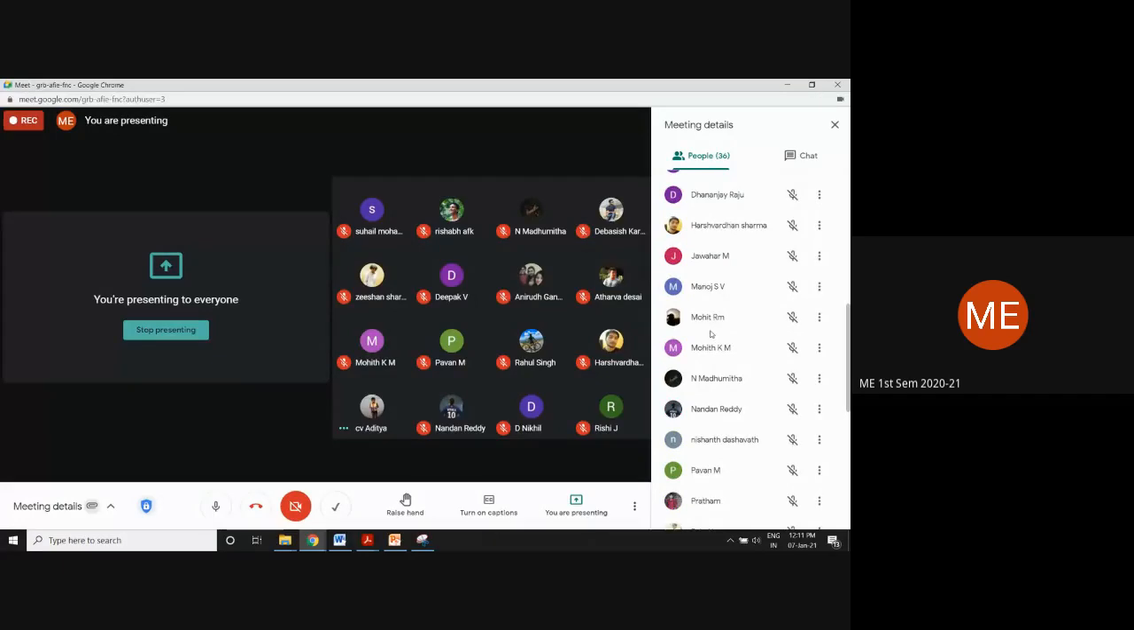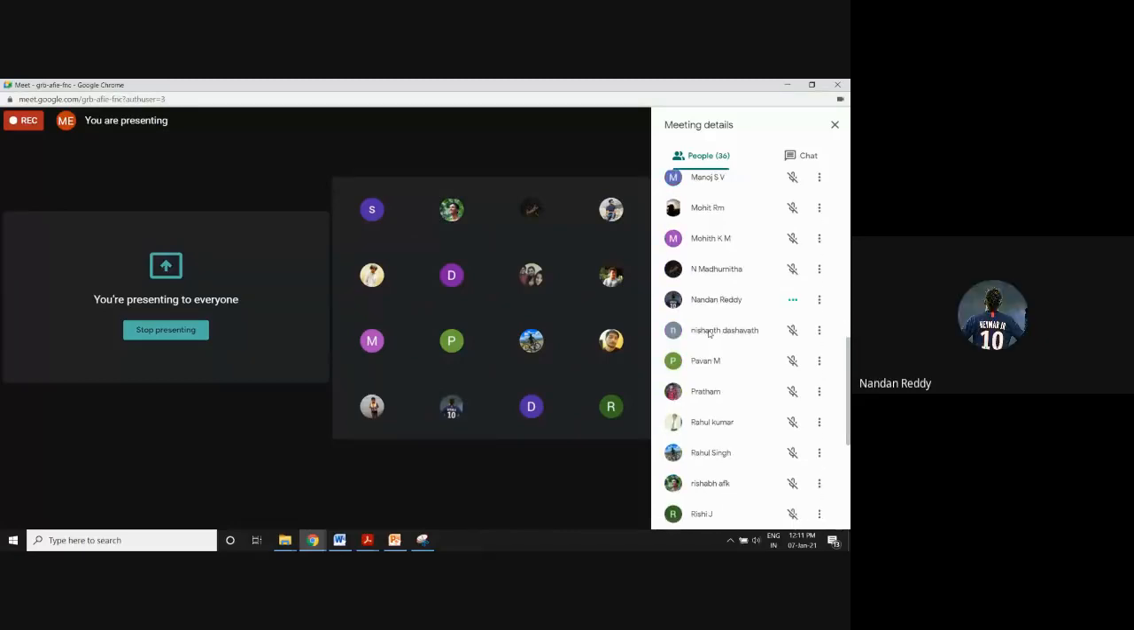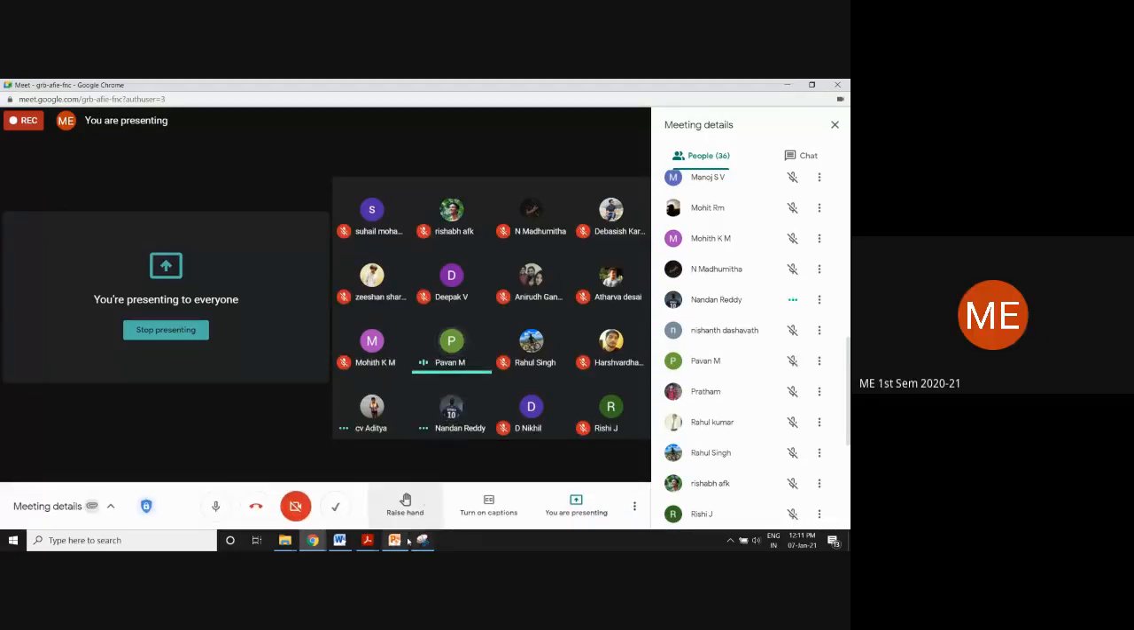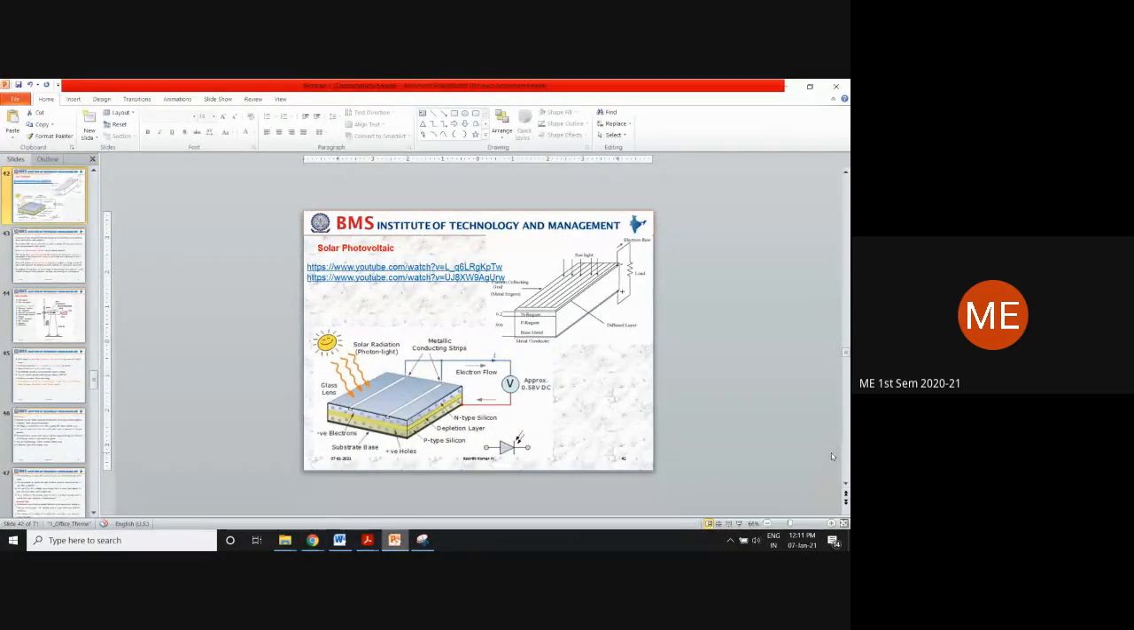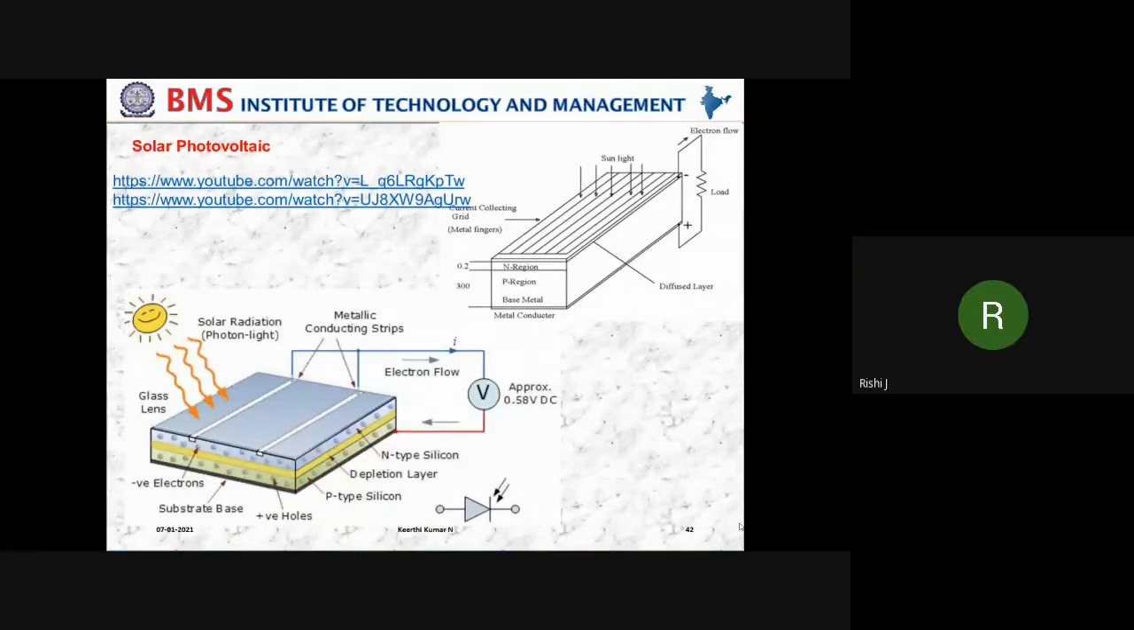Jawhar, Mohit, Nandan, Pawan. Yes, sir. Should you explain this concept, or what should I do? You tell me. You already know how the PN junction works, how the electricity is generated there, how the holes are filled. In electronics you have studied this, yes or no? Yes, sir. Is it covered or not? Can you explain roughly how it is going to work? Whatever is missed out, I will explain.